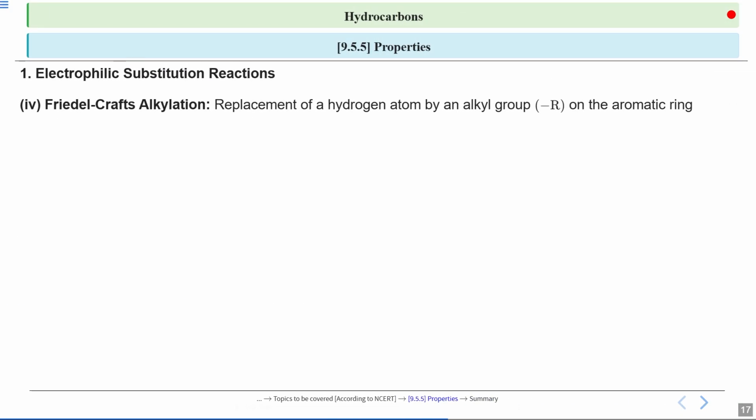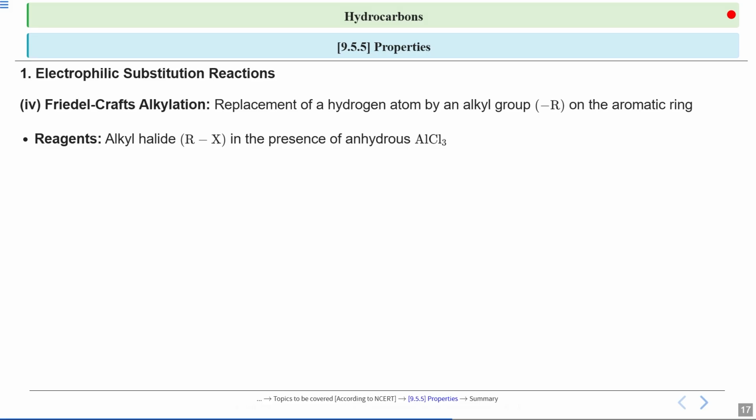Moving on further, next we will discuss the electrophilic substitution which is Friedel-Crafts alkylation. In this process, a hydrogen atom on an aromatic ring like benzene is replaced by an alkyl group, which is just a chain of carbon and hydrogen atoms. Remember, aromatic rings are stable structures found in many organic compounds. Now let's see the reagents that are needed for this reaction. We use an alkyl halide, which is a compound where an alkyl group is attached to a halogen atom, like chlorine or bromine.